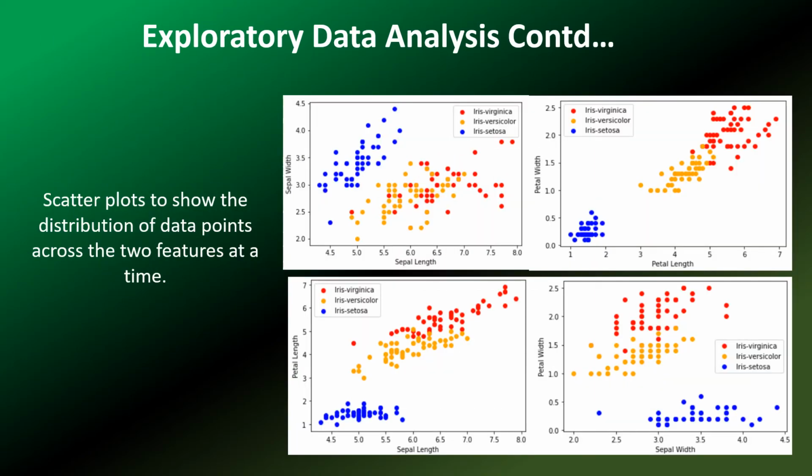The next type of chart is called scatter plots. It's an example of bivariate analysis because two variables are analyzed at a time. We had four features in our dataset, so we have created four charts out of it by taking different combinations of the sepal and petal widths and lengths.